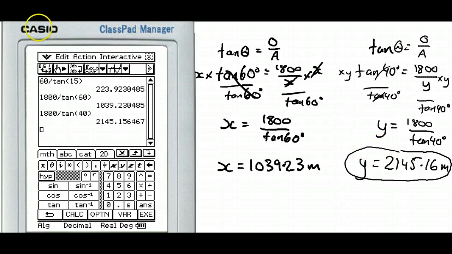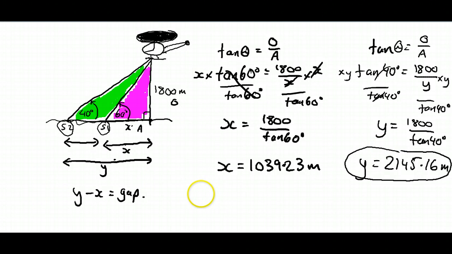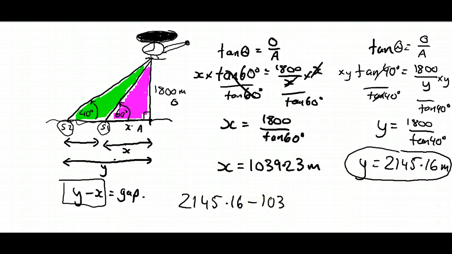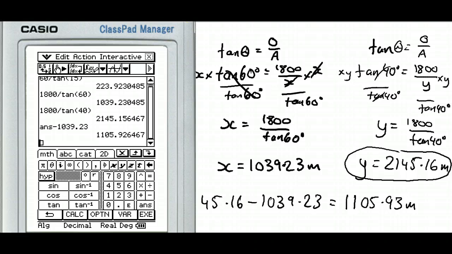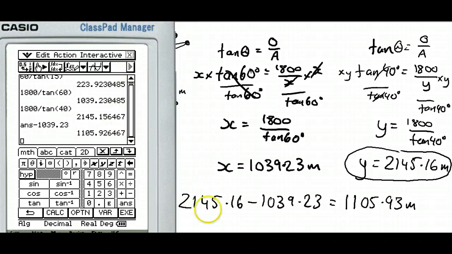Alright, so we've got X and Y, and now to find the gap between them, we need to do Y minus X. So that's going to be 2145.16 minus 1039.23. And the calculator gives us this result here: 1105.93 meters. That's how far apart the two survivors are.